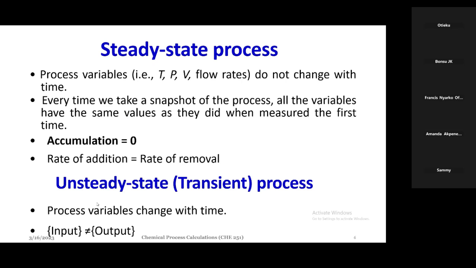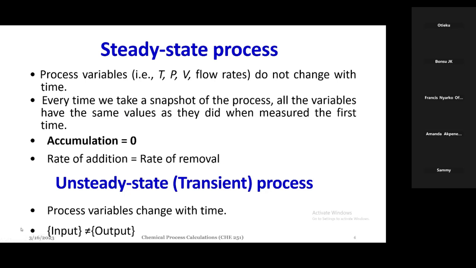So the steady state process, when we talk about steady state, we are trying to say that the process variables, which are our temperature, pressure, volume, our flow rate, which is our volumetric flow rate, mass flow rate, molar flow rate, do not change with time. So anytime you're operating a process and the conditions are that our process variables do not change with time, then you should know that we are talking about steady state processes. And for that process, our accumulation is zero. I think by now you guys wouldn't understand the accumulation part, so I'll just leave it for later as we go on.